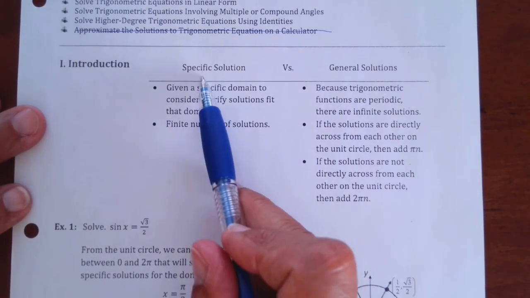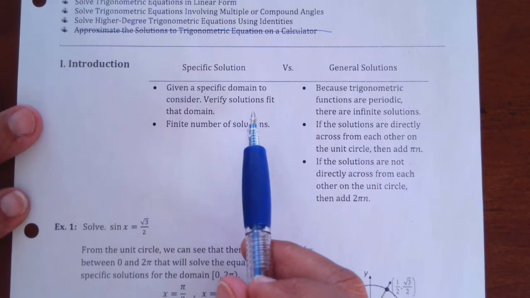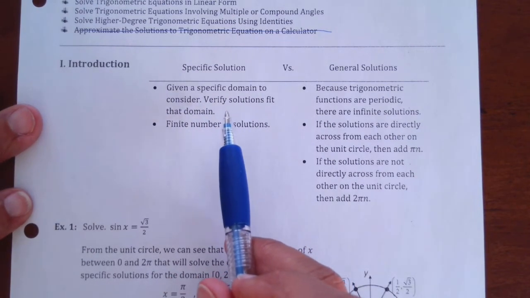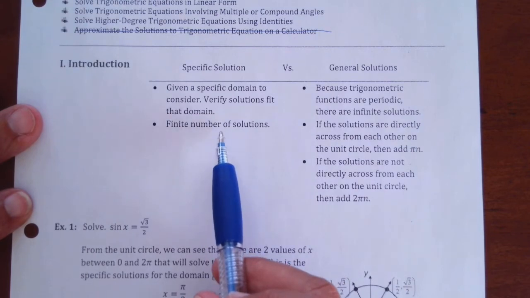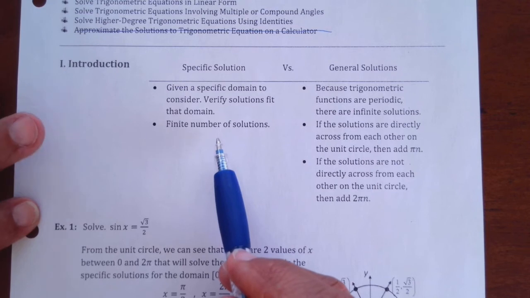All right, so if we look at the basic two types that you have, you're either going to be asked to find specific solutions. So they're going to give you a domain and you're going to find only the answers that are in that domain. So there'll be a finite number of solutions, right? There'll be 2, 1, maybe 3 or 4 solutions.